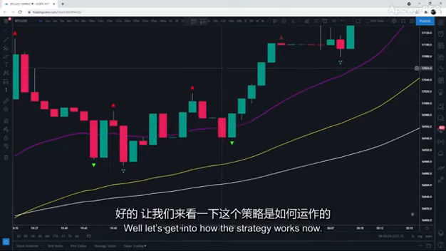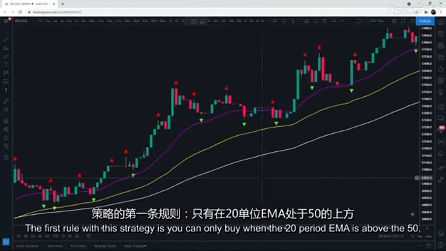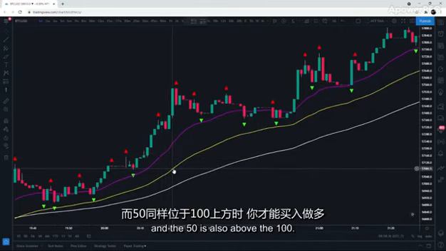But let's get into how the strategy works now. The first rule with this strategy is you can only buy when the 20-period EMA is above the 50 and the 50 is also above the 100. The opposite is true for a short position. If the 20-period EMA is below the 50 and the 50 is below the 100, you can only take a short position.